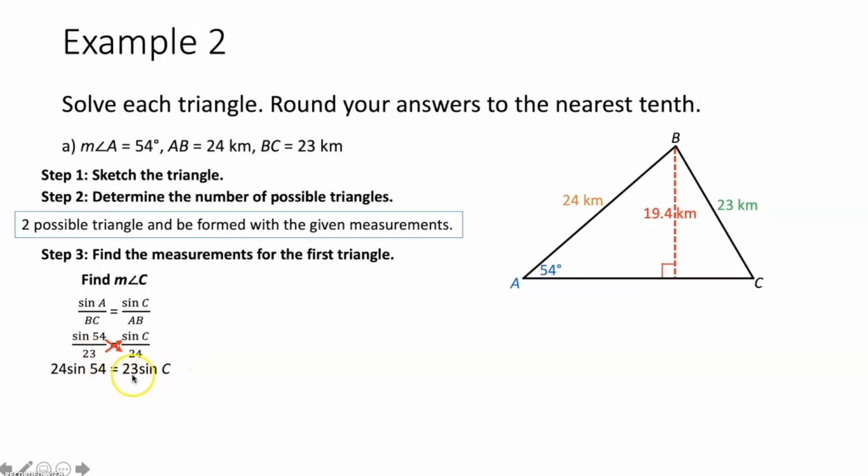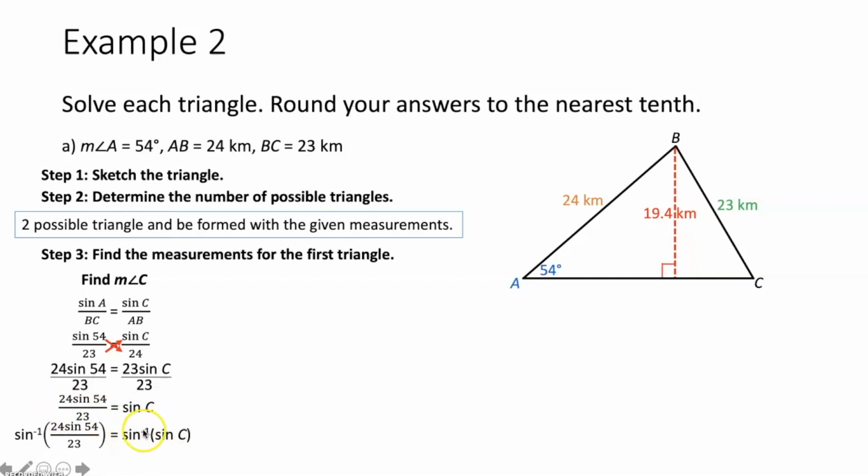So how do I solve for C? Well, I need to get rid of this 23 first. So I'm going to divide both sides by 23, and I get that sine of C is equal to this over here. Now, I need to get rid of sine. That's how I get C by itself. So how do I get rid of sine? Well, the same way I get rid of any trig function. I take the inverse of that trig function on both sides. So I'm going to take the inverse sine of both sides of the equation.